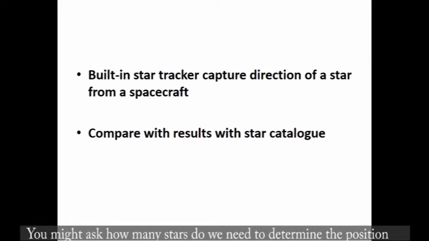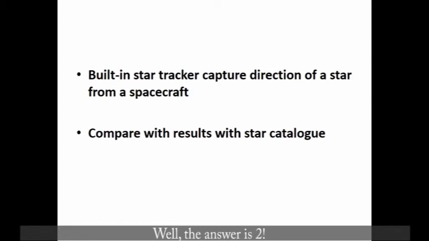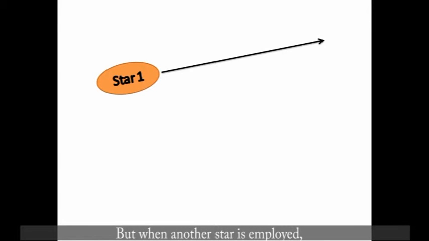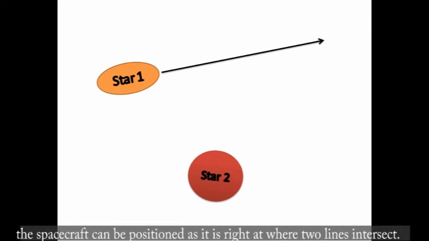You might ask how many stars we need to determine the position of a spacecraft. Well, the answer is 2. This can be illustrated by this diagram. Star 1 can only determine the orientation of the spacecraft, but when another star is imported, the spacecraft can be positioned as it is right at where the 2 lines intersect.